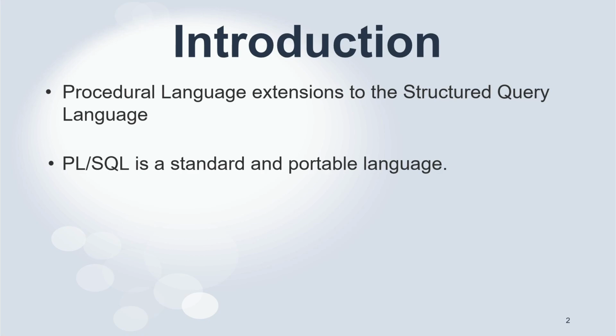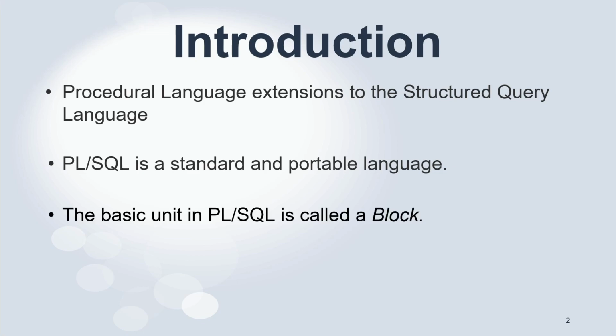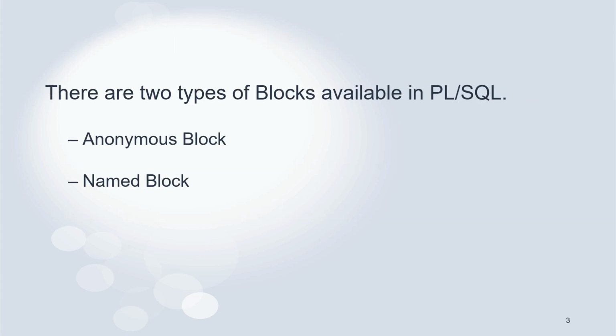database without any changes. The basic unit in PL/SQL is called a block, which consists of three parts: a declarative part, an executable part, and an exception handling part. There are two types of blocks available in PL/SQL: anonymous block and named block.